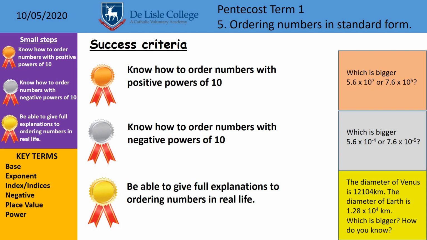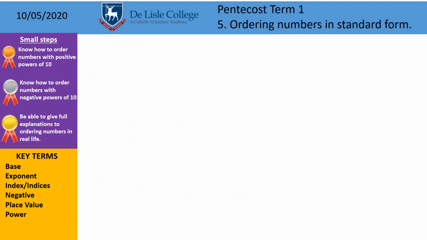Okay, so our bronze learning is to know how to order numbers with positive powers of 10. Silver learning: know how to order numbers with negative powers of 10. And then gold is to be able to give full explanations to ordering numbers in real life. You can see some examples on the right hand side: which is bigger for silver and bronze, and then a real life example looking at the diameter of Venus and Earth for gold.